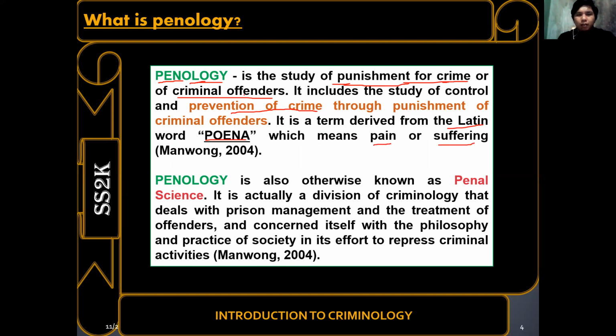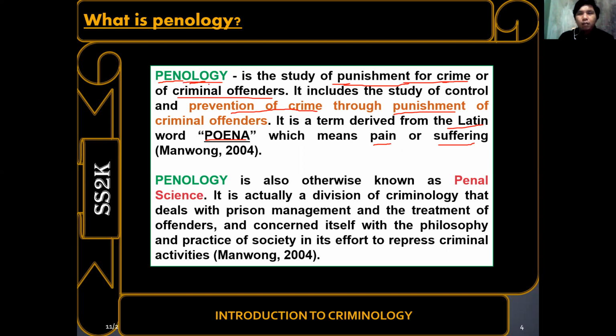Meaning to say, if a certain person has committed a crime, the government should impose a punishment to a certain offender which produces pain or suffering. Dapat yung i-impose daw ng ating gobyerno ay dapat nakakapagdulot ng pagdurusa or sakit doon po sa isang taong nakakomit ng krimen.